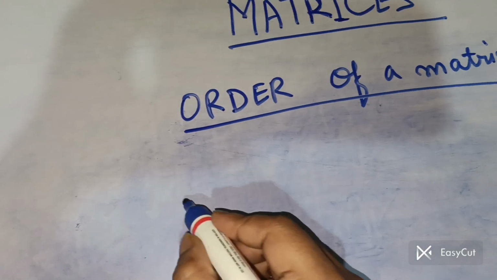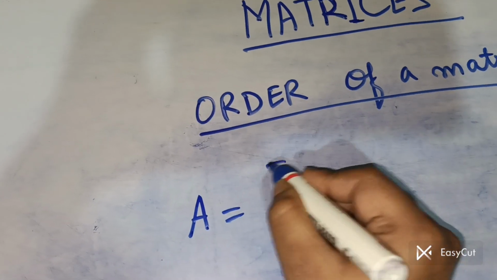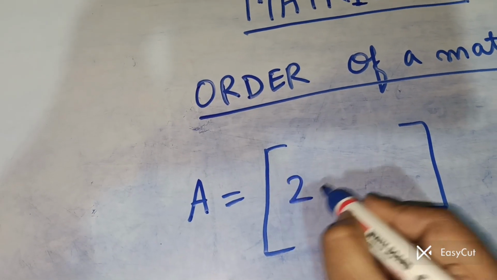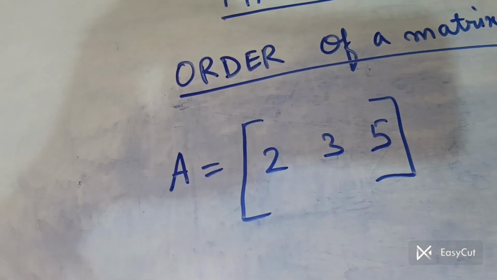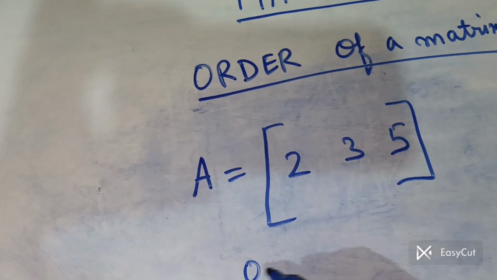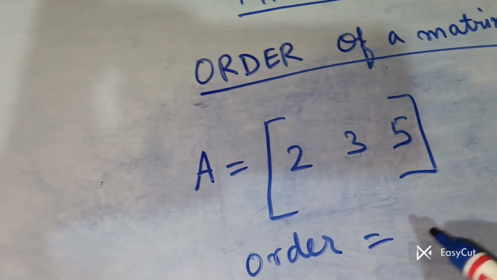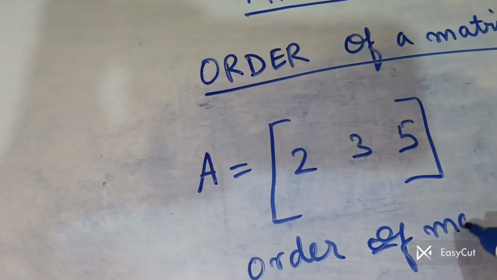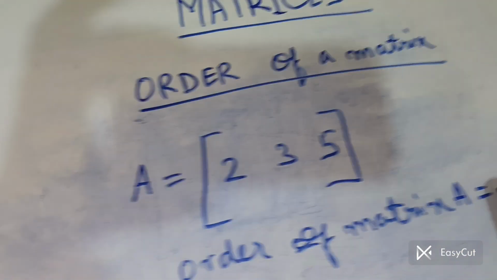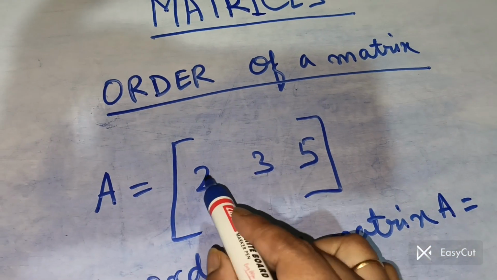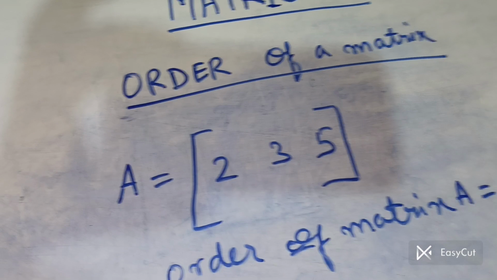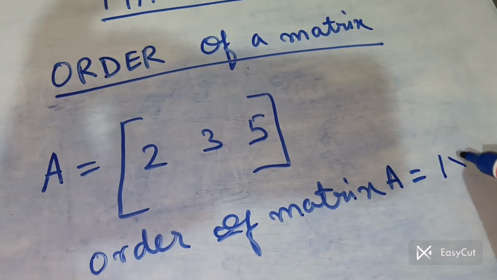I am giving you one more example. Suppose A equals 2, 3, 5. Okay, so what is the order of this matrix? Order of matrix A is equal to, see here there is one row and 1, 2, 3 columns. So it will be 1 by 3.